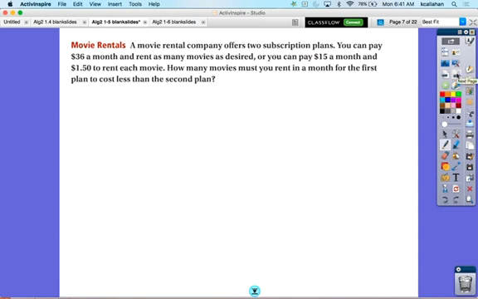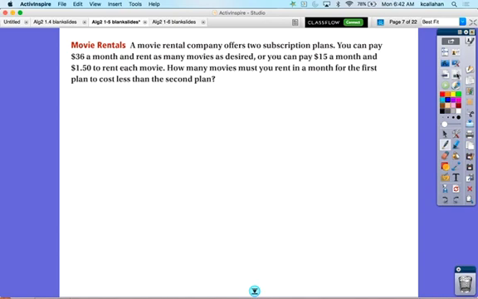Okay, a movie rental company offers 2 subscription plans. You can pay $36 a month and rent as many movies as desired, or you could pay $15 a month and rent at $1.50 to rent each movie. How many movies must you rent in a month for the first plan to cost less than the second plan? All right, so word problem time.